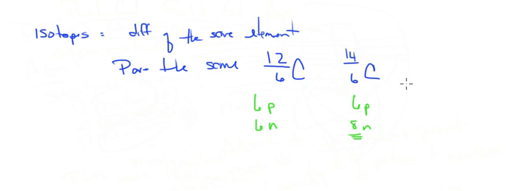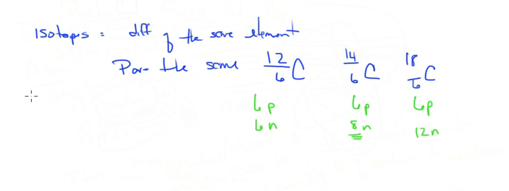That's the big difference. And then if you were to have something like, let's just say carbon 18, it still has 6 protons. That never changes. So it would be carbon 18 has 6 protons and 12 neutrons. That's what makes an isotope an isotope. It has the same amount of protons, it just has varying amounts of neutrons.